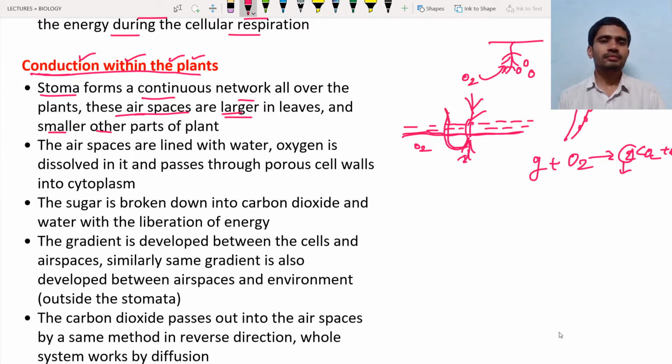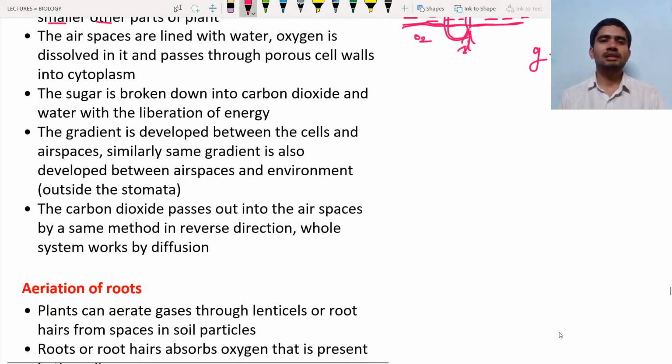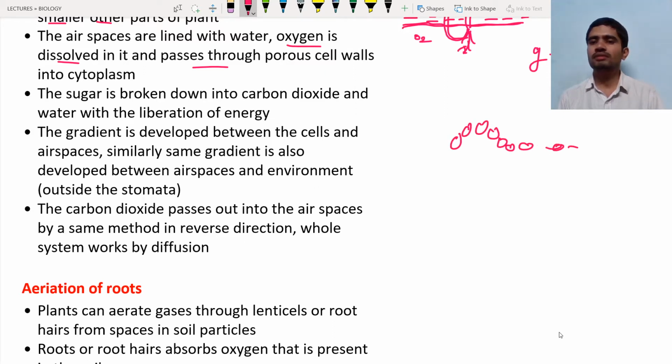Next, the air spaces are linked with water. Oxygen is dissolved in it and passed to the porous cell walls in the cytoplasm. If you see here, this is the stomata, and the cells of the stomata are lined over here in this way. This is a transverse section of the leaf. Here, these stomata are guarded by the guard cells. These are the guard cells.